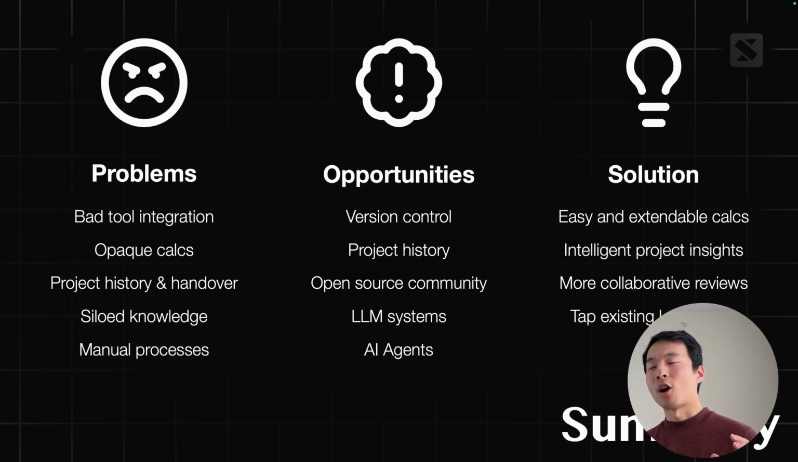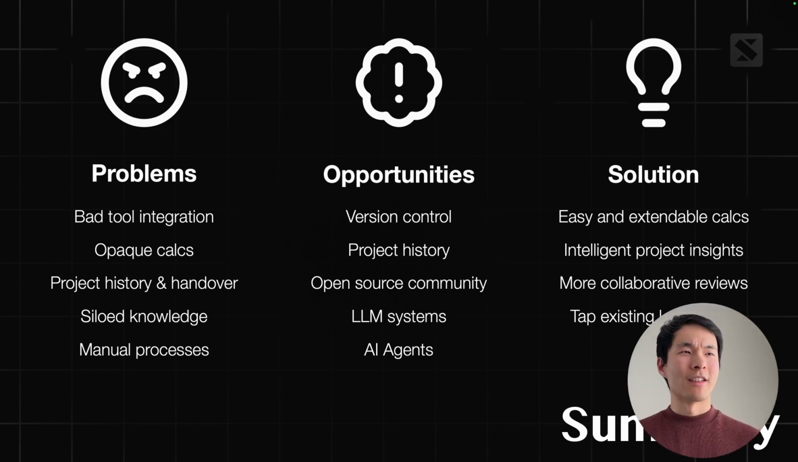And then the opportunities that we have is the current realm of technologies that are rapidly iterating and coming out. So things like version control, the ability to do project history with Git, and the open source community with all of its brilliant tools and opportunities there. And then lastly, it's the LLM systems and AI agents as we work and progress towards the future. What can we actually do with these opportunities that we have?